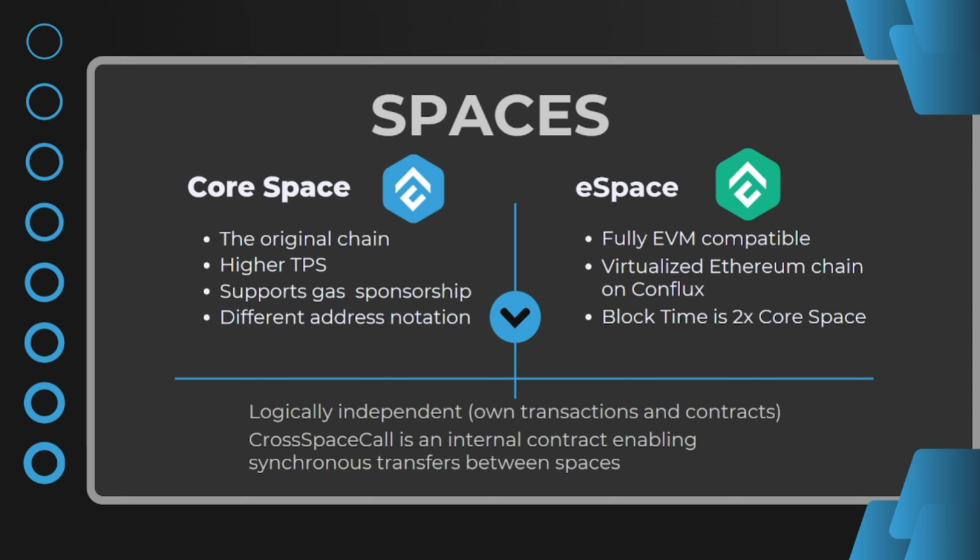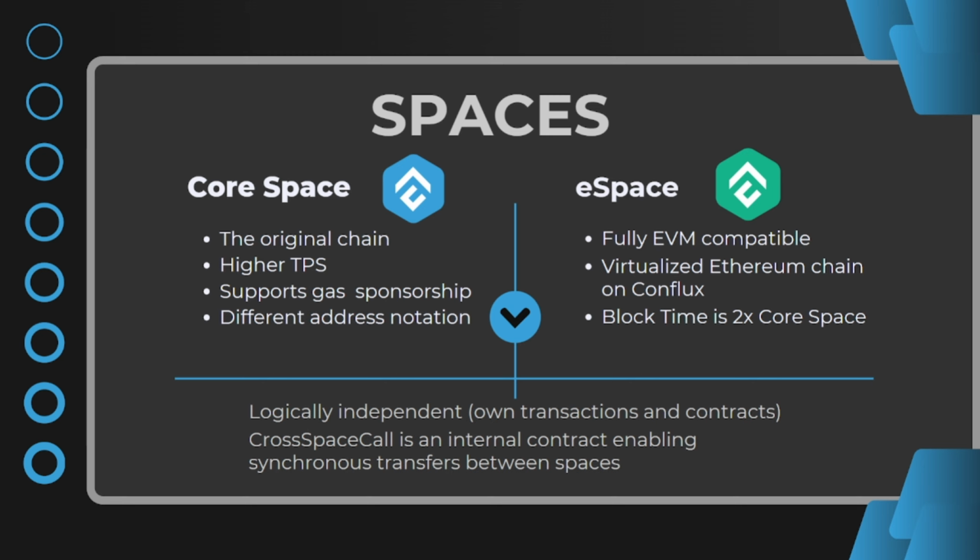Basically, it's twice as fast. The block time in eSpace is twice that of Core Space. It has another difference, which is the gas sponsorship feature, which allows developers to sponsor the gas for users of their smart contracts, so they don't need to pay gas. It can be for tokens or gasless contracts that don't require you to pay to interact with them. So this is also a key innovation in Conflux, which I think is pretty much aligned with account abstraction.